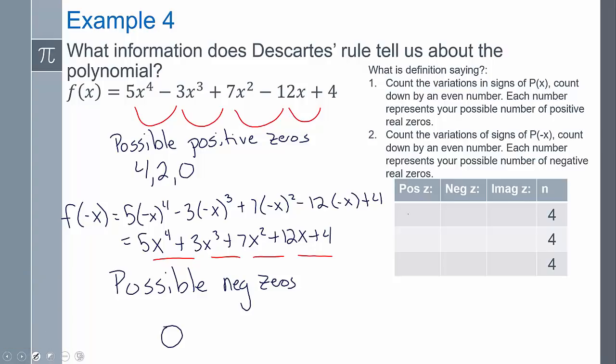So my scenarios, I could have 4 positive zeros, 2 positive zeros, and 0 positive zeros. So 4, 2, and 0 are my positives, and then negative every time it's going to be 0. So my imaginary zeros in this scenario, I have nothing. In this scenario, I have 2, and in this scenario, I have to have 4 because they all have to equal 4.